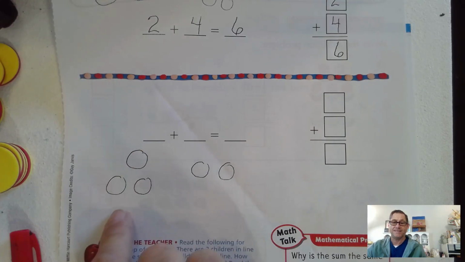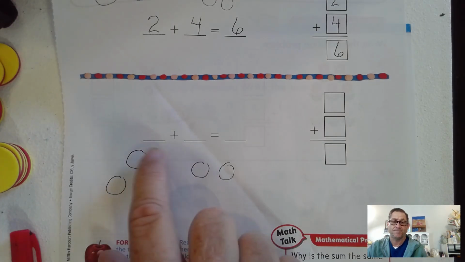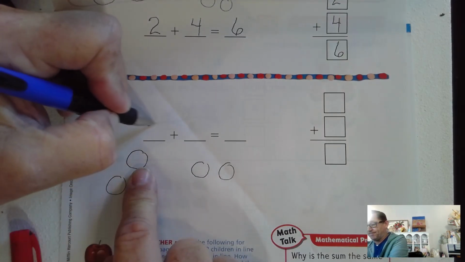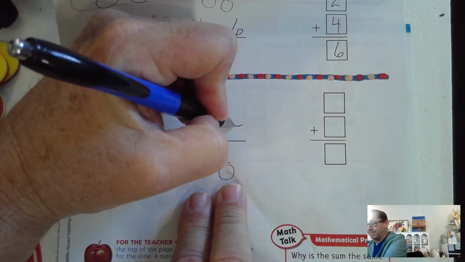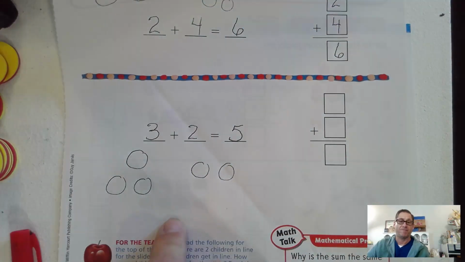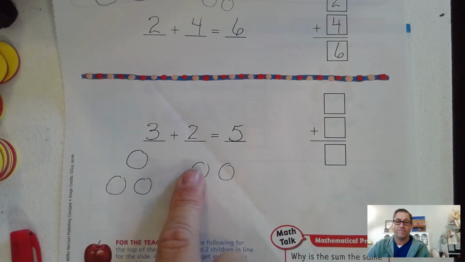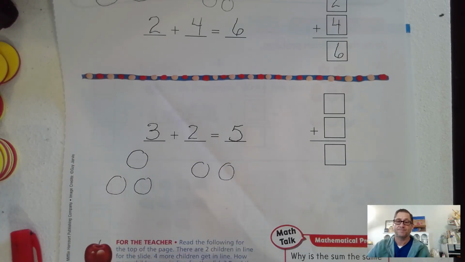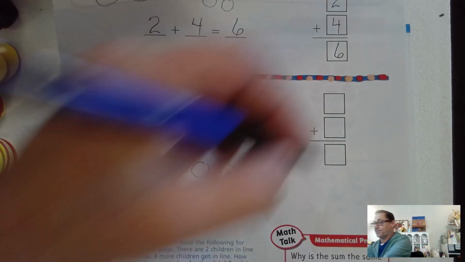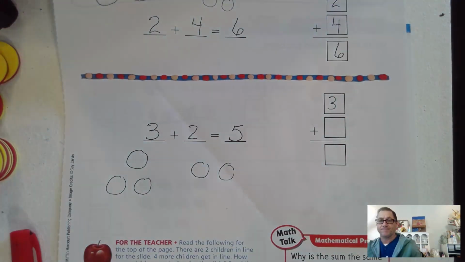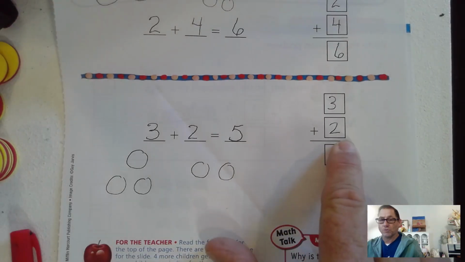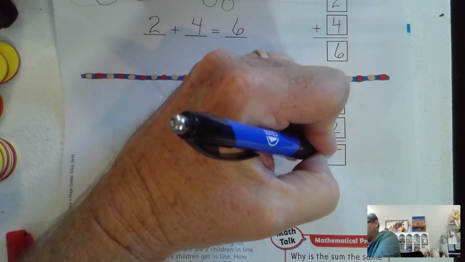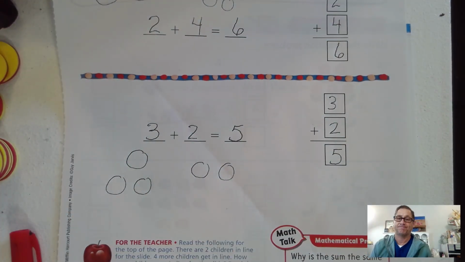And then let's plug these into our equation. 3 plus 2 more is how many? Should be 5, right? 3, 4, 5. Okay, now let's write it this way. 3 plus 2 more equals 5.